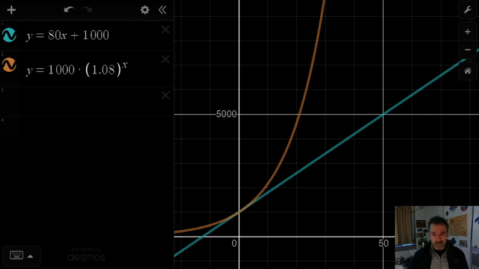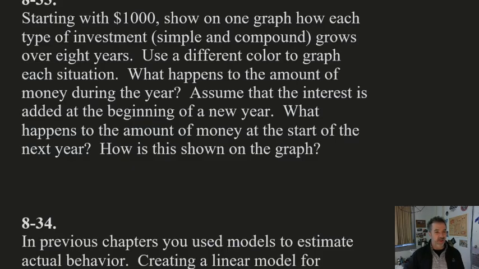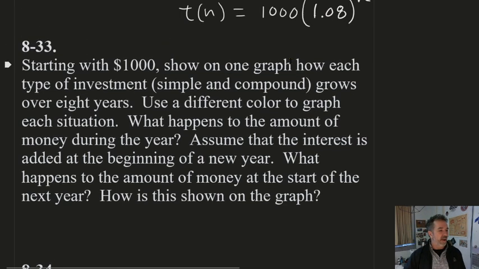All right, let's finish up with question 33. Well, if we think about question 33, we've done that already. So in question 33, it says, starting with $1,000, show on one graph how each type of investment, simple and compound, grows over 8 years. Use a different color to graph each situation. What happens to the amount of money during the year? Assume the interest is added at the beginning of a new year. What happens to the amount of money at the start of the next year?